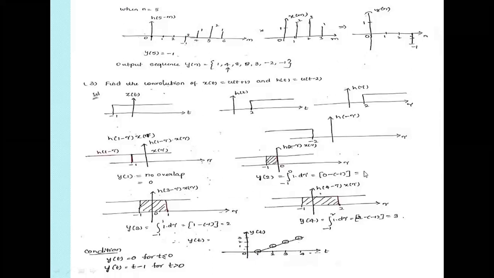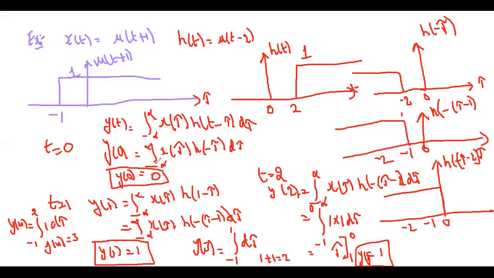Got it, my students? So 0, 1, 2, 3, and so on. It's a ramp function from 1. At t is equal to 0, there is no overlapping. What we got is the same. There is no overlapping, and overlapping means the value is 0 there. At t is equal to 0, it is at -2 and -3. Here also 0. And y of 1 is also 0 because it is only from -1 and -1. Still there is no overlapping here.